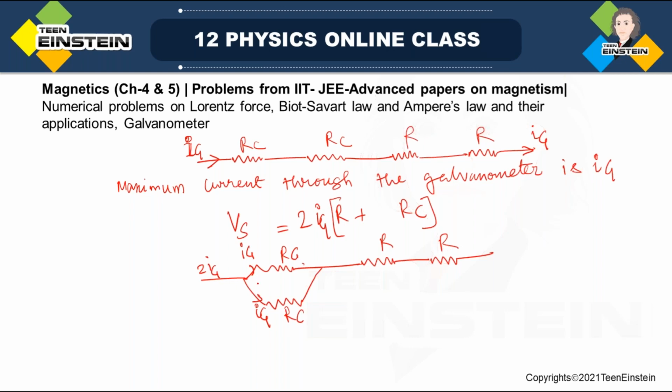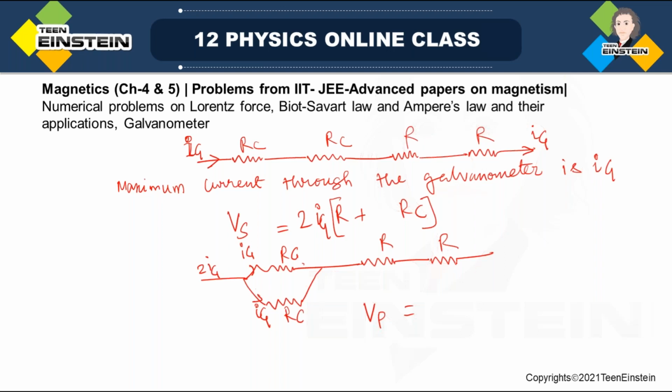I hope you understand this. So in this case, the voltage range, let us say Vp, what do we get? So this is 2 Ig.